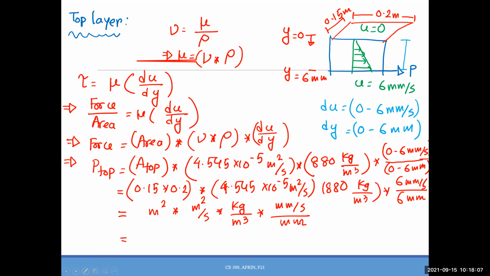You just give me the final number. What will be the final number? 0.0012. Okay, anyone else got something similar to that? 0.0012. Everyone? Okay, then what is the correct answer? I got the same number. 0.0012. Okay, now since we are working with the force in SI unit, what will be the unit here? It should be Newtons.